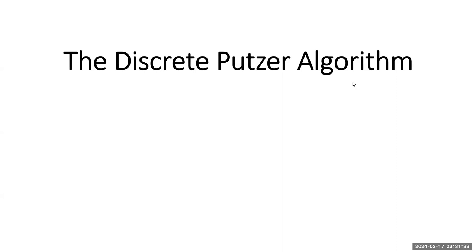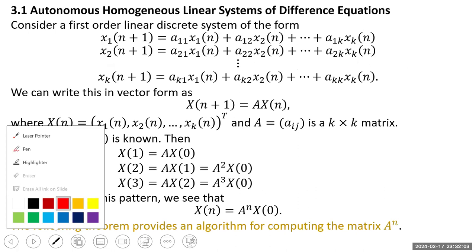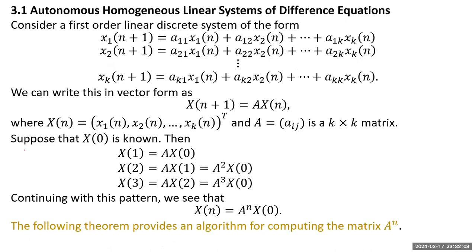Right? It is a simple method for an n by n matrix or k by k matrix to find the eigenvectors and eigenvalues, and finally we find the solution by using the discrete Putzer algorithm. Right? So now, first we will discuss the autonomous homogeneous linear system of difference equations.